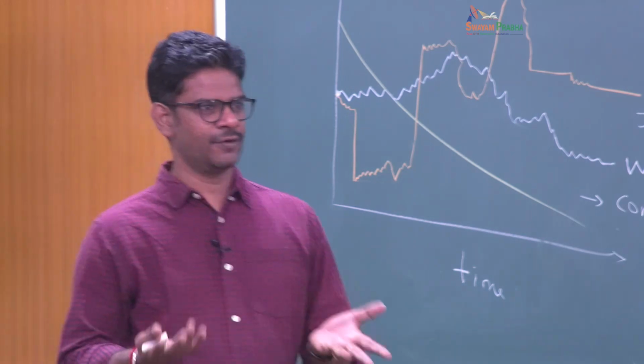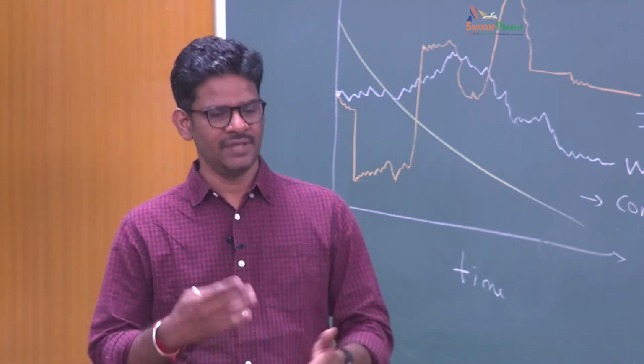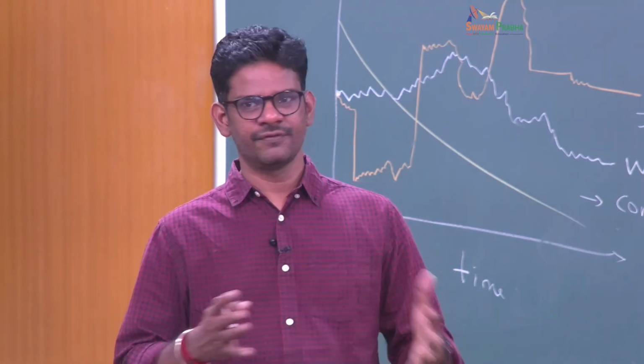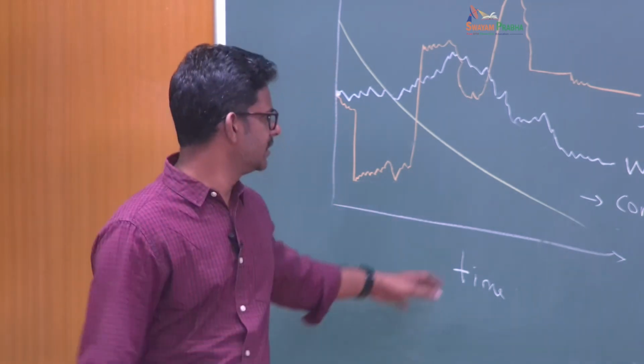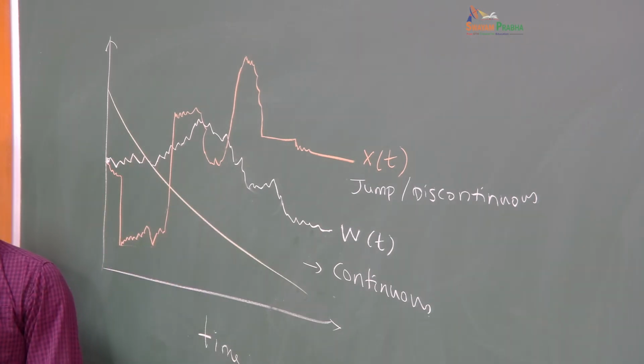Okay, so therefore when you think about a model, when you try to model a physical system, we have to frame ourselves that what nature of physics is going into this picture, and then classify whether we are talking about a continuous or a discontinuous Markov process.